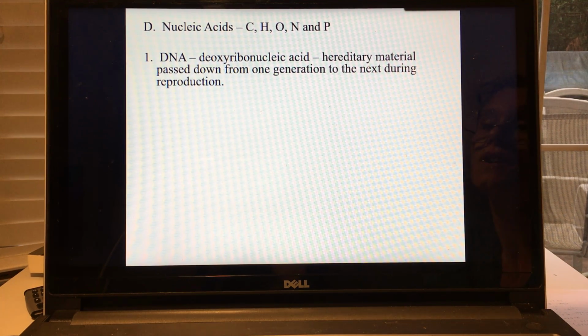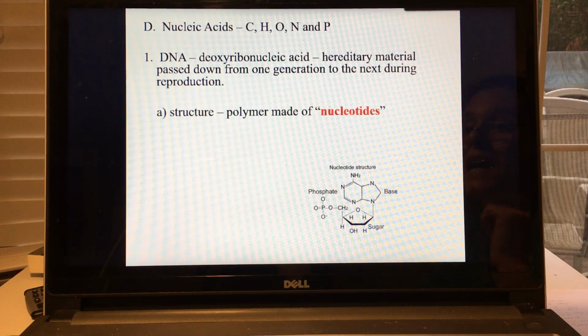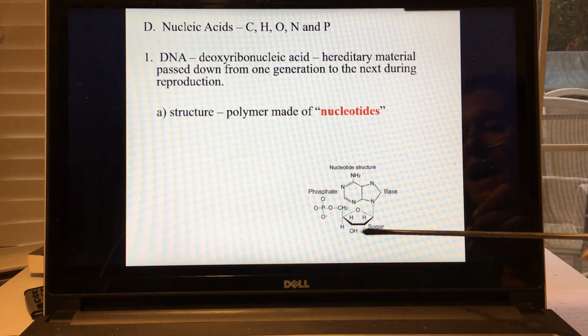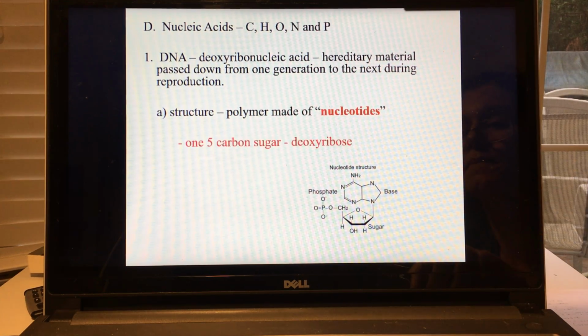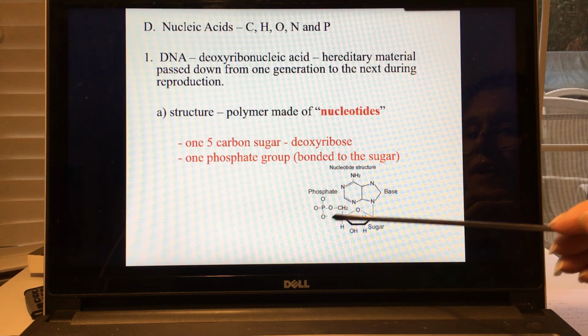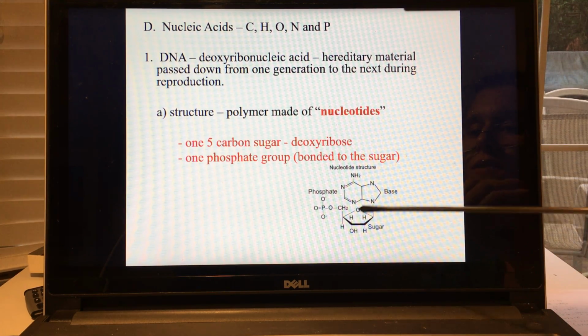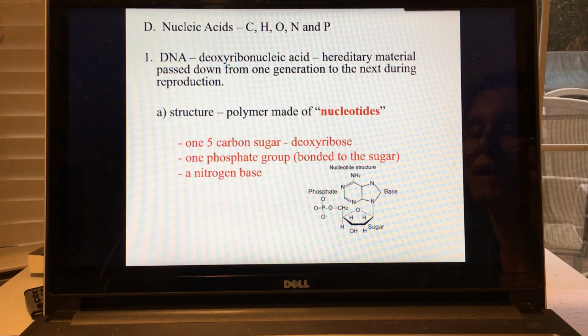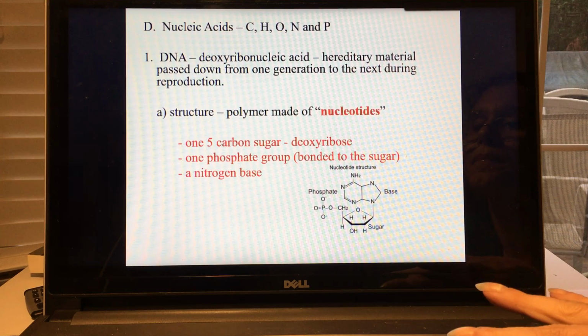DNA is the hereditary material passed down from one generation to the next during reproduction. It is a polymer made of a monomer of nucleotides. So the monomer is called a nucleotide. Here is a diagram of the nucleotide. Each nucleotide has 3 parts. It has one 5-carbon sugar called deoxyribose. It has one phosphate group right here, bonded to the sugar, deoxyribose, and a nitrogen base. Sometimes you'll see nitrogenous base, sometimes you'll see nitrogen base. Whichever is easier for you, that's fine.